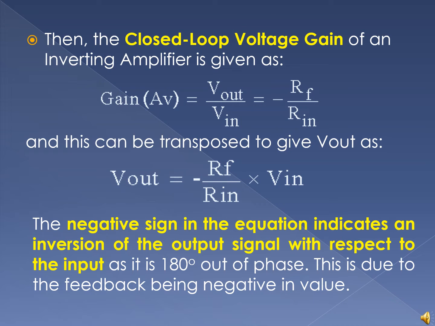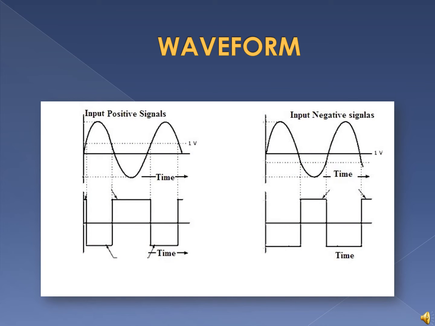Thus, we have calculated the gain. It can be transposed to give Vout. That is, Vout is equal to minus Rf by Rn into Vin. The negative sign indicates the 180 degree phase shift and that the feedback is negative. The waveforms are as depicted.